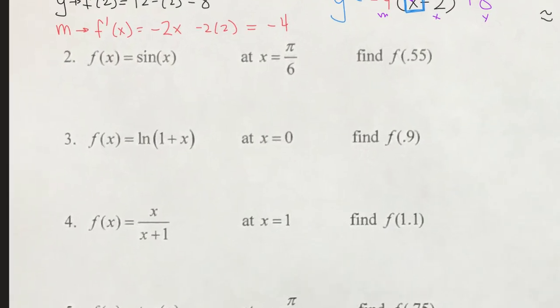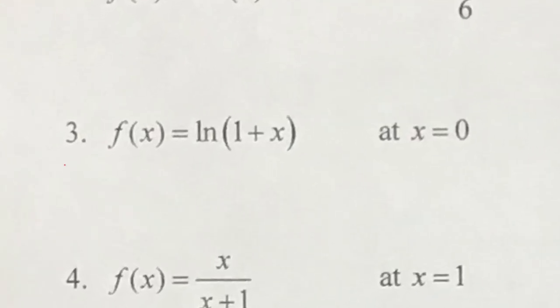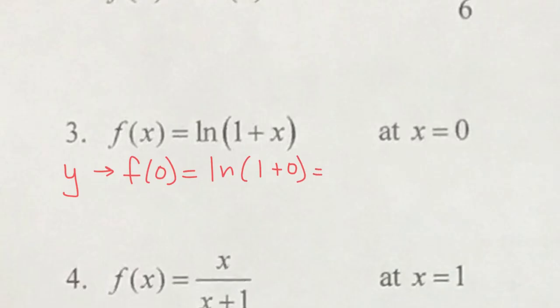Let's look at number 3. That one looks interesting, doesn't it? Of course not, but we're going to make it interesting anyway. Okay, when x equals 0, the y value is f at 0, which is the natural log of 1 plus 0, which is natural log of 1. Okay, natural log of 1. Our calculator will tell us what that is as a decimal in a minute. But then your slope, how do we find the slope?